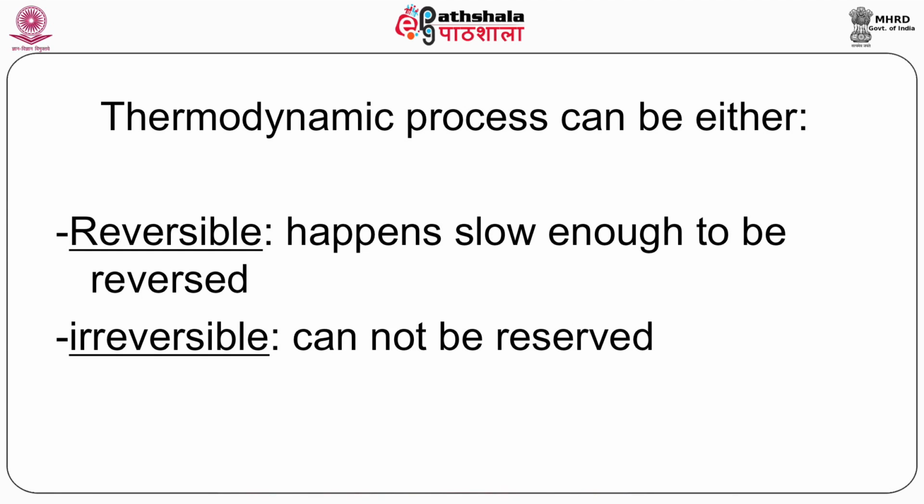Thermodynamic processes can also be of two types: one is reversible and the other is irreversible. A reversible process happens slowly enough to be reversed, but an irreversible one cannot be reversed. For example, in an exchange between two membranes, salt can be passed from one side to another depending on the concentration gradient. But an irreversible process is, for example, boiling an egg, because once the egg is boiled, it cannot go back to the original state. So, a system can be reversible or irreversible.